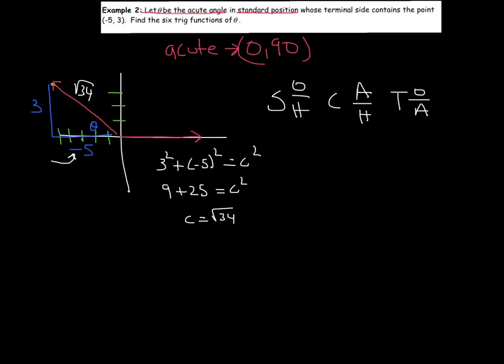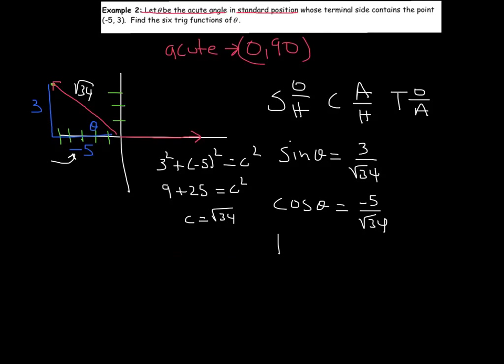All right, so sine is opposite over hypotenuse. So we're going to go through these really quickly. Sine of theta is opposite over hypotenuse, which is going to be 3 over root 34. Right now I'm going to leave the radicals in there on the bottom. Cosine of theta is going to be the adjacent, so it's going to be -5 over root 34.